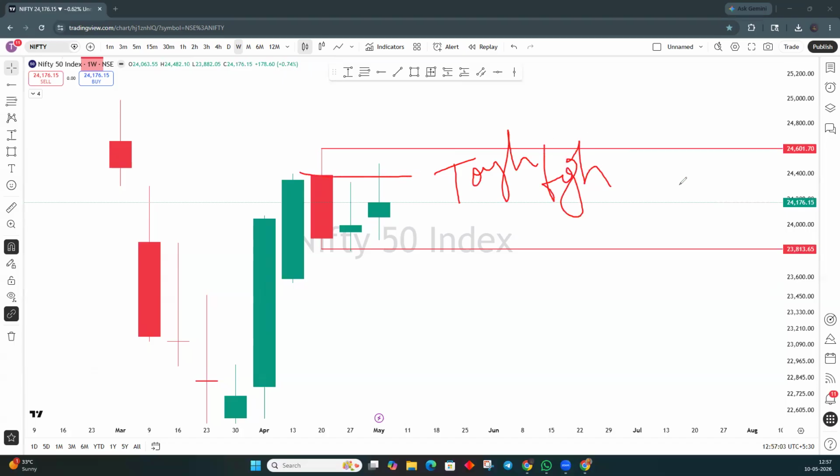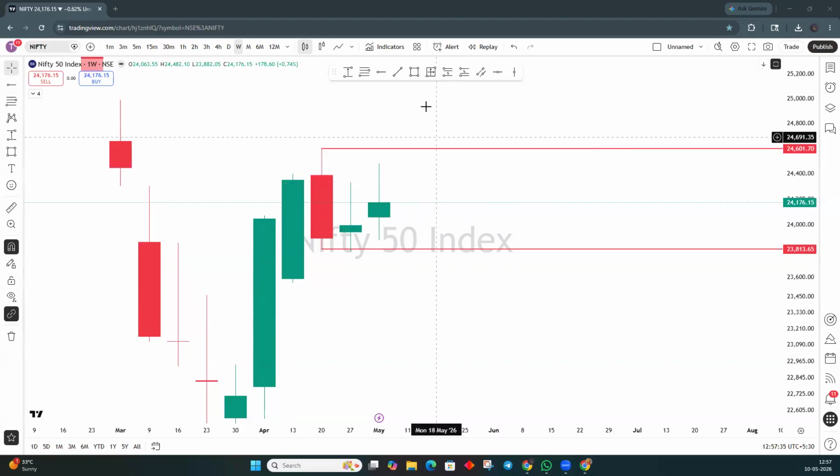Means between the 24,400 and 23,800 levels, within a 400 to 500 points range, the big players are fighting with each other and taking the market in a sideways direction, because you can see here the market is going nowhere for the last 4 weeks also. This is the range. Now the day it breaks the range, we will see either a strong breakout or a strong breakdown on either side.